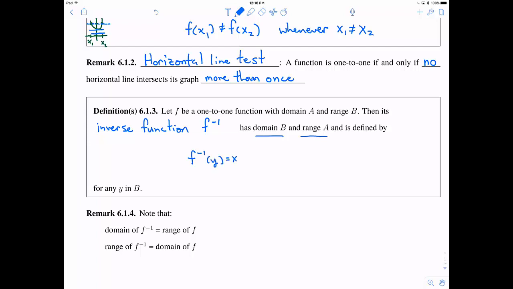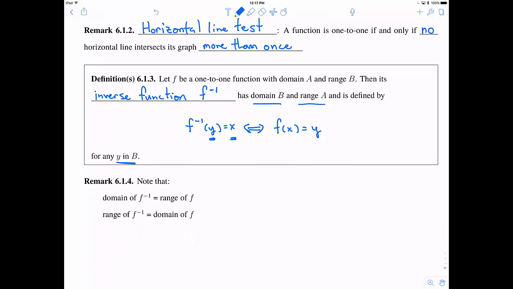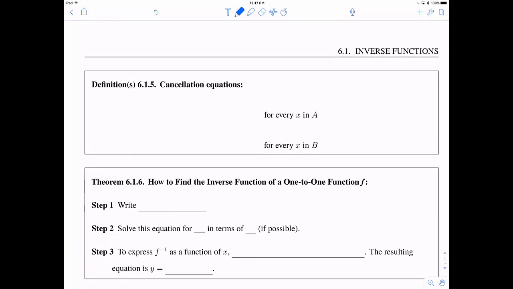This is defined as: if you plugged in y, you would get out x, if and only if f of x is equal to y. Again, you can kind of see these things flip, so they get you back to what you started. And since the domain of the inverse is B, this is for any y in B. This remark is just saying what I've already verbally said, the domain and the range flip.